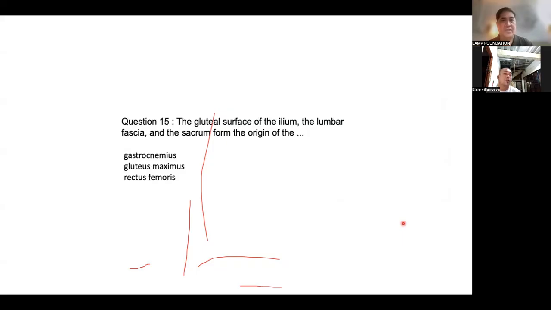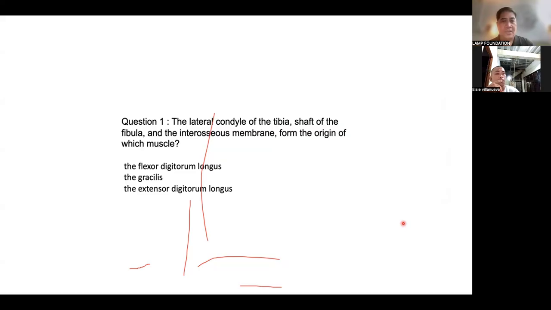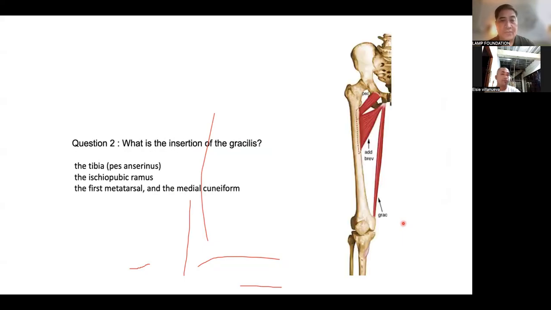Gluteal surface of the ilium, lumbar fascia, and the sacrum form the origin of the gluteus maximus. Lateral condyle of the tibia, shaft of the fibula, and the interosseous membrane form the origin of which muscle? The extensor digitorum longus. What is the insertion of the gracilis? The tibia or pes anserinus.